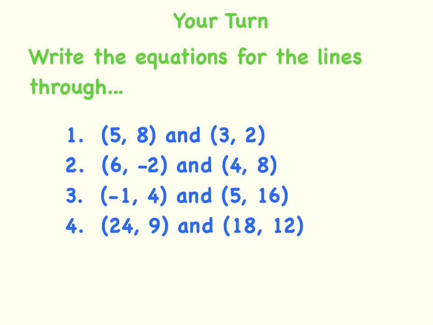Okay, your turn. Write the equations for the lines through each of these pairs of points. Remember, find your slope, pick a point, substitute into slope-intercept form y equals mx plus b, solve for b, and plug numbers back in for m and b, leaving x and y variables. Do this on a separate piece of paper. Good luck.